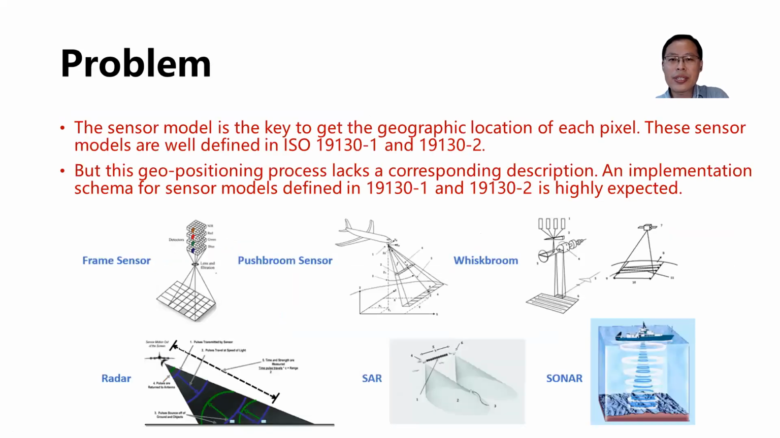In remote sensing imagery, the sensor models are the key to getting the geographical information of each pixel. And these sensor models are well defined in Part 1 and Part 2 of the 19130 standard. However, this geopositioning process still lacks a corresponding description. I mean, an implementation schema for the sensor models defined in Part 1 and Part 2 is highly expected.